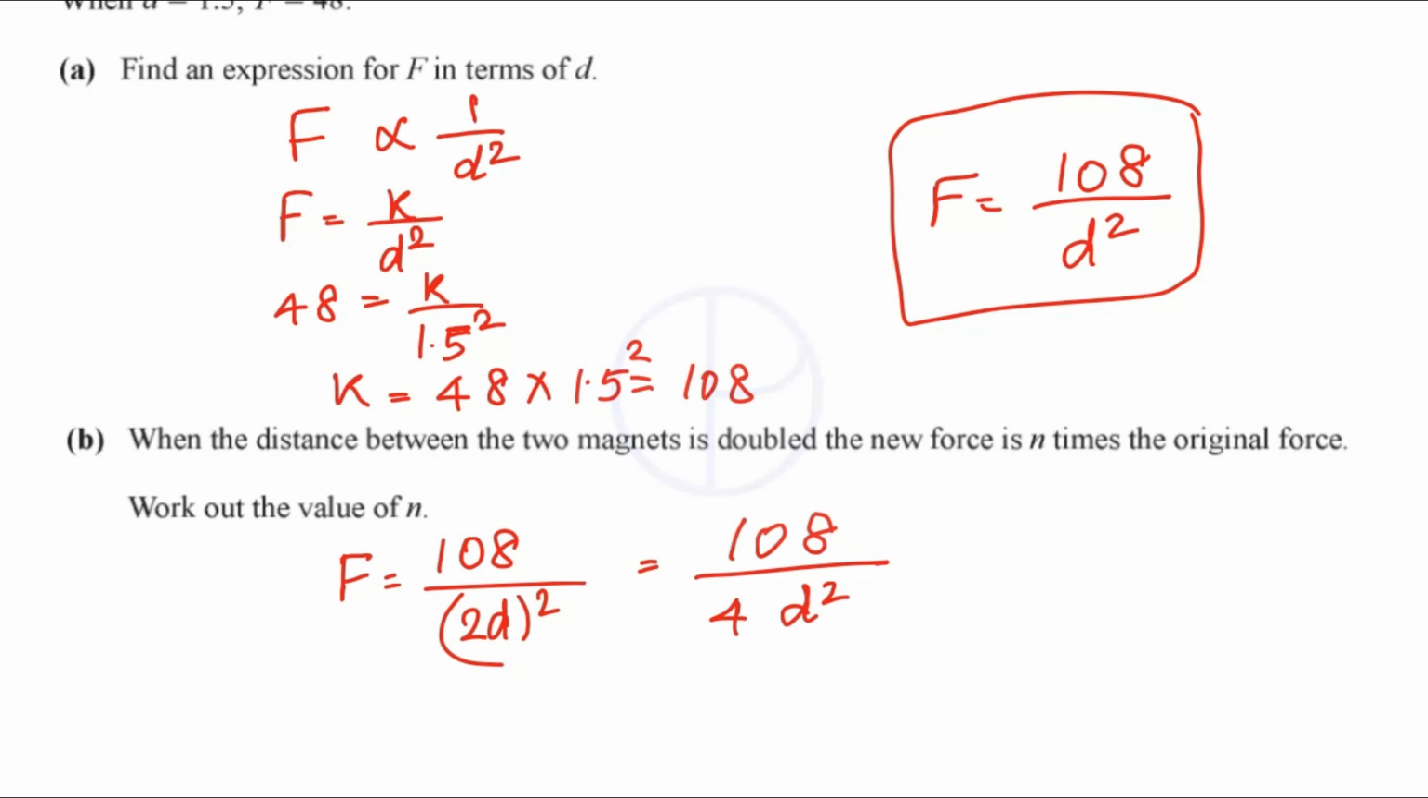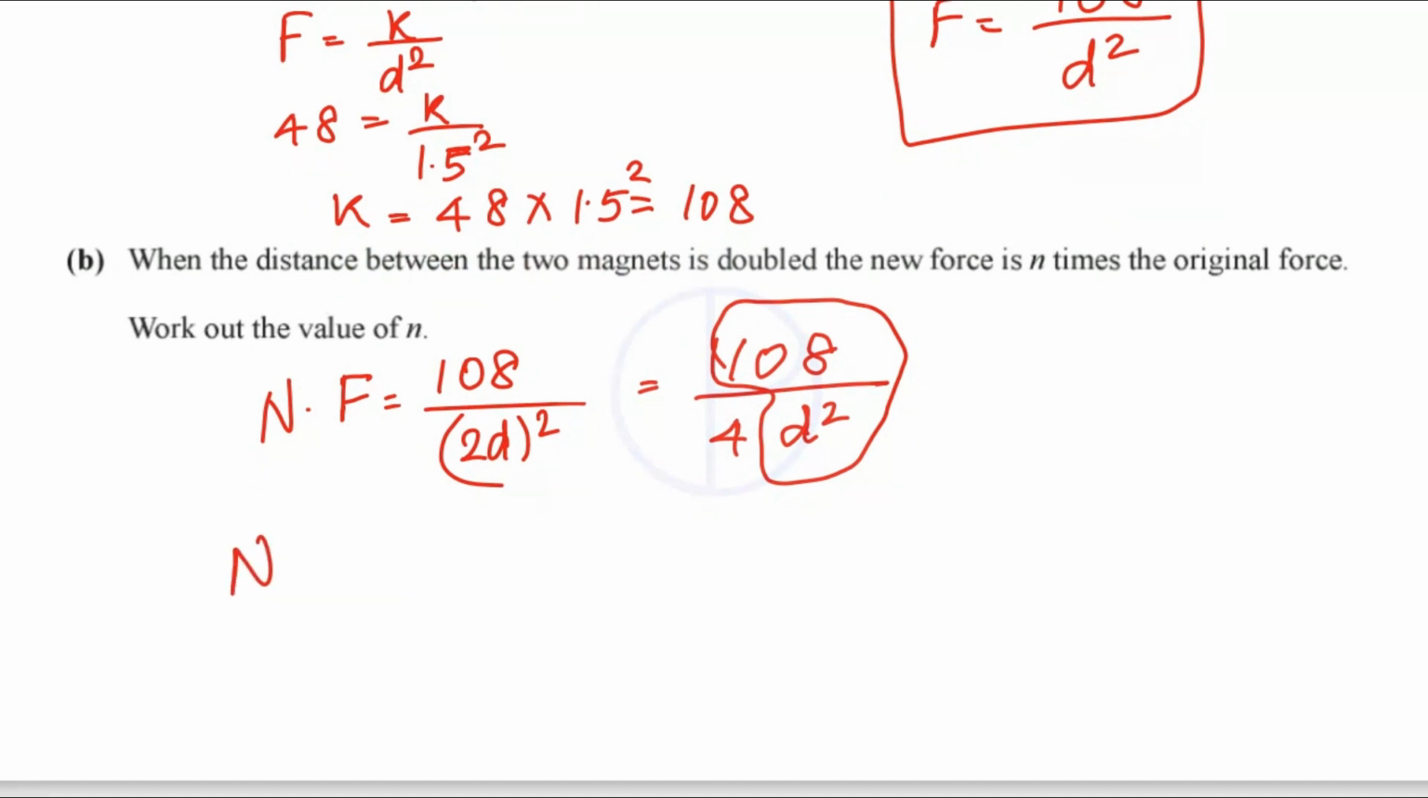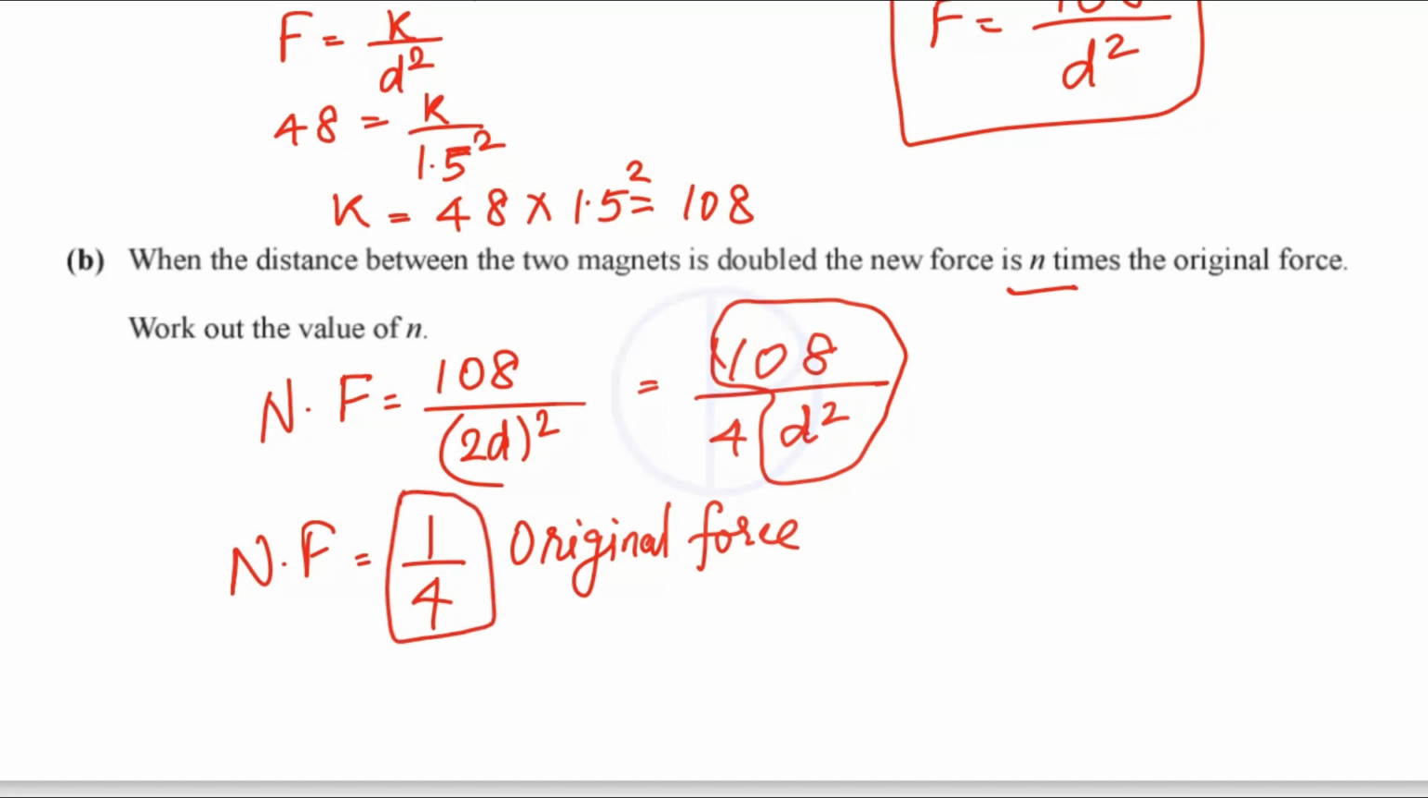So this is the new force, and the original force. I will write this as new force, and we know this part, 108 divided by d square, is F, that is the original force. So new force is equal to 1 over 4 multiplied by the original force. The new force is n times the original force, so this will be the value of n.